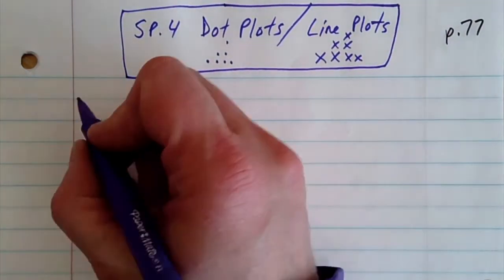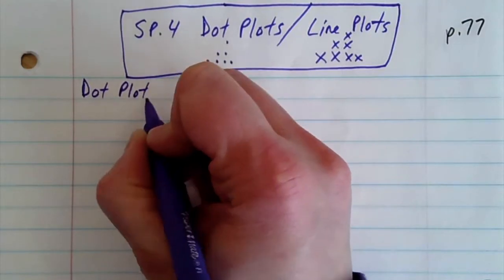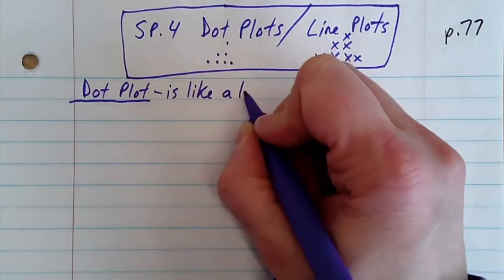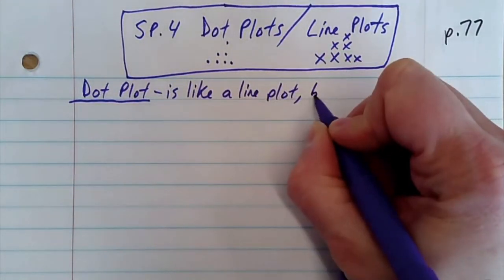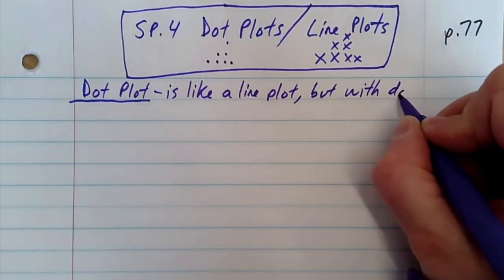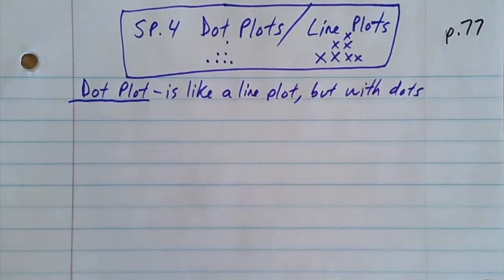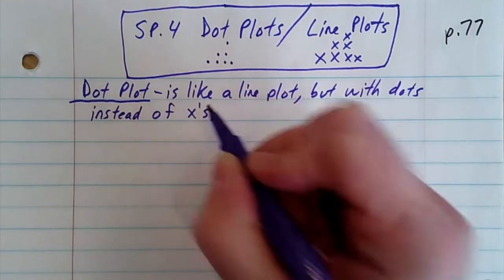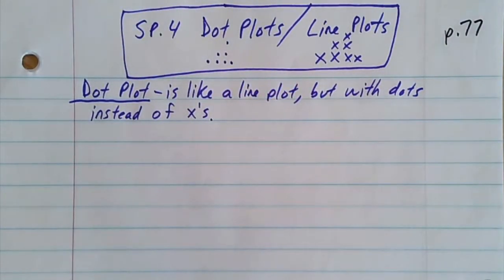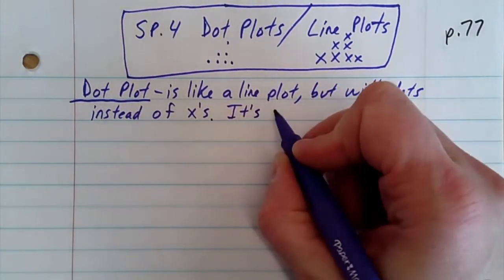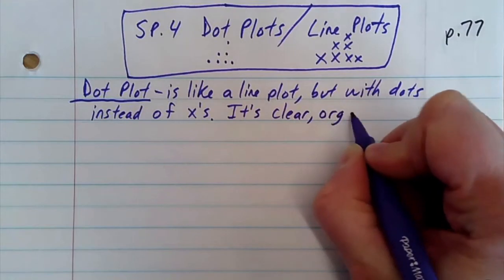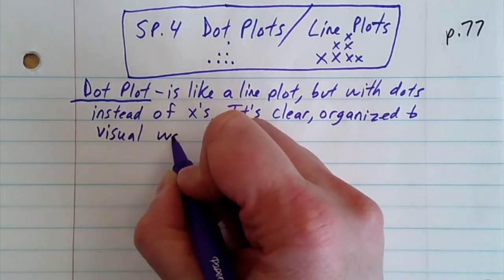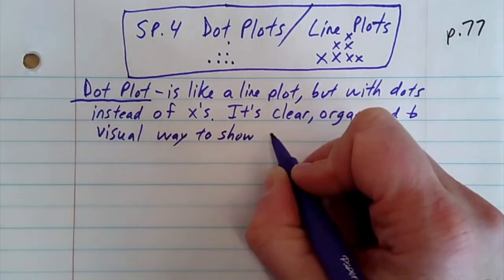So a dot plot is like a line plot, but with dots, which kind of makes sense. Dot plot, you hear it, use dots, instead of X's. And we will practice both. If they have X's or dots, you should still be able to read them. It's clear, organized, and a good visual way to show results.